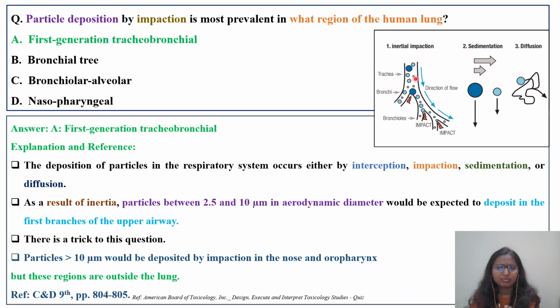The method is impaction. Particles larger than 10 micrometers would be deposited by impaction in the nose as well as in the oropharynx. But these regions are outside the lung, so there is a trick in this question. They asked which part of the human lung, so you have to be very careful while answering such questions because the questioner will try to trick you. With this question we'll also learn about the four concepts: interception, impaction, sedimentation, and diffusion.